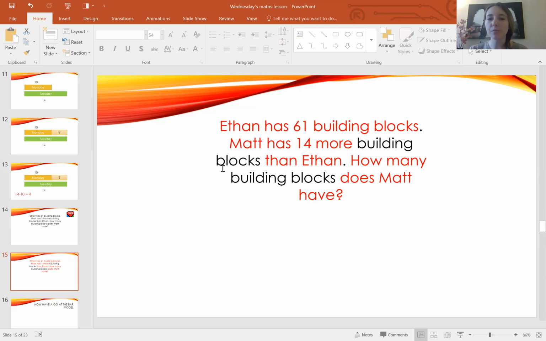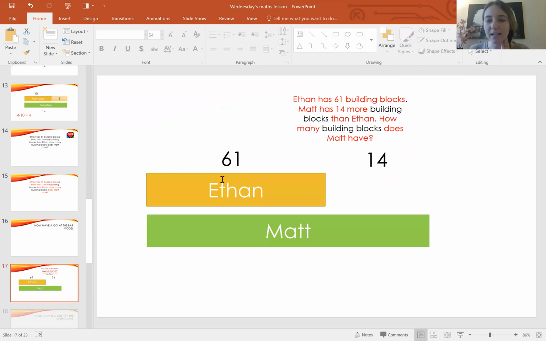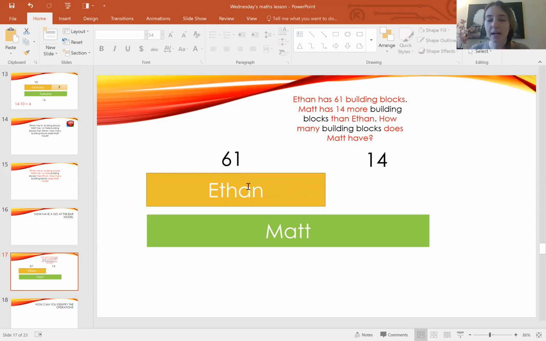Okay, now I want you to pause the video and have a go at putting it into a bar model like I've shown you, to compare the two amounts. Off you go. Have you done that? Well done. So this is how I've done it. It might be slightly different to yours, that's okay.